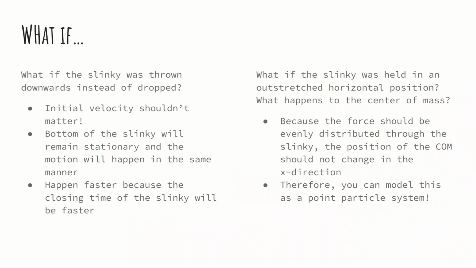The second question is, what if the slinky was held in an outstretched horizontal position at some distance above the ground? What happens to the center of mass? So, because the force is evenly distributed throughout the slinky, releasing both ends simultaneously should exert a net force of 0 on the center of mass. Therefore, the only force acting on the center of mass is the force of gravity, which changes its kinetic energy. And this means that you can model this specific situation as a point particle system and determine the final velocity of the center of mass right before it hits the ground.